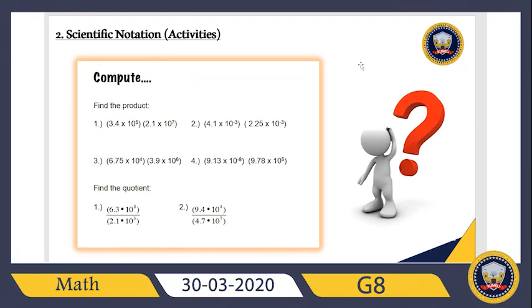All right. The second part of the question is to find the quotient. So you basically are going to divide the numerator by the denominator and simplify it. So the first one is 6.3 times 10 to the power of 8 over 2.1 times 10 to the power of 3. And the second is 9.4 times 10 to the power of 4 divided by 4.7 times 10 to the power of 7. Pause the video here, make your calculations, then play the video to see my answers. All right.